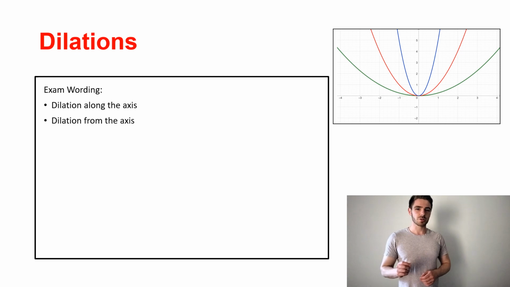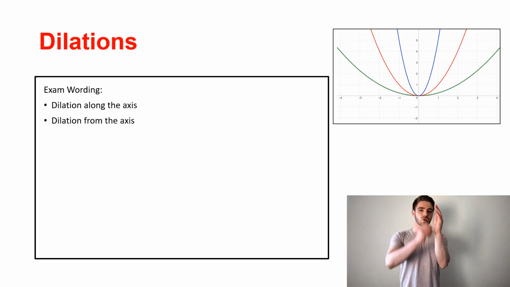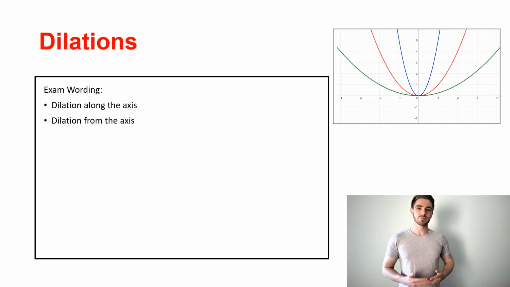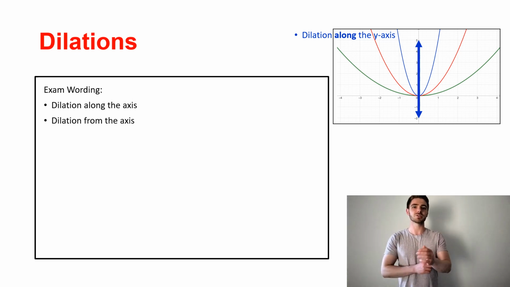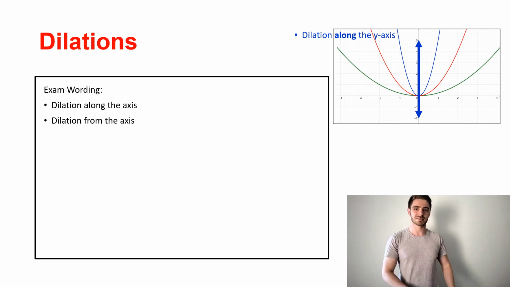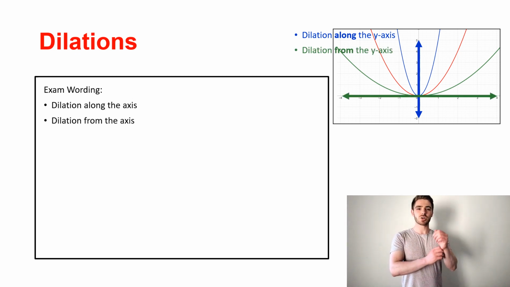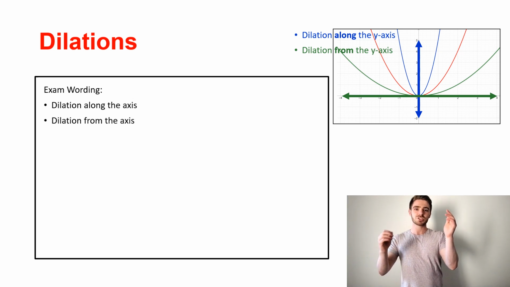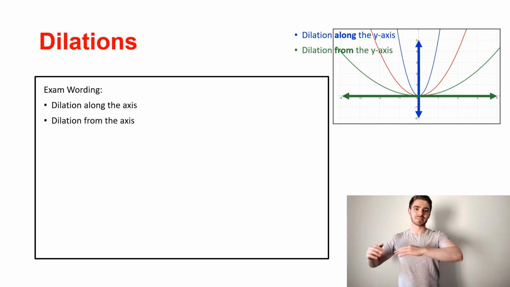There are two main terminologies that your exam might use to express this. Firstly, you could have a dilation along the axis. This means that you have your axis and the dilation moves in the direction along that axis. For example, if your dilation was along the y-axis, then the dilation applies to the y values because it applies along the y-axis. However, dilations can also be applied from the axis. Using the same example, if your dilation is applied from the y-axis, that means it's going away from the y-axis, which is in fact a dilation along the x-axis.